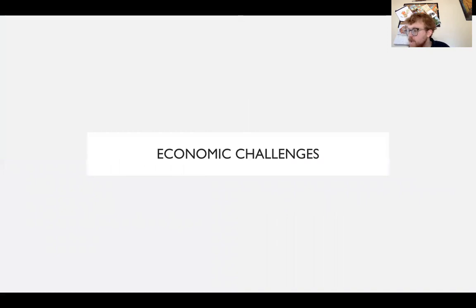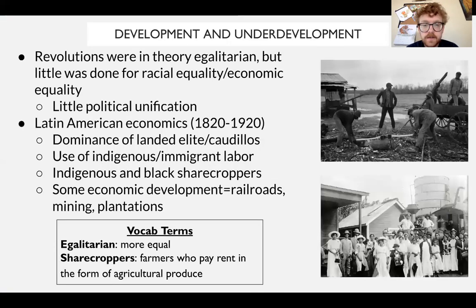So let's look at changing economic environments in North and South America. We're going to see a difference between what goes on in North America, especially the United States, and what goes on in the rest of the Americas. Well, it's going to be this conflict between these two terms up here, development and underdevelopment. So let's see what we mean by this.